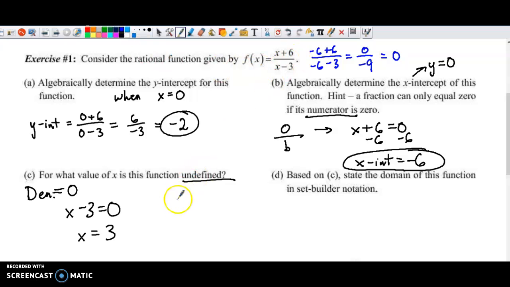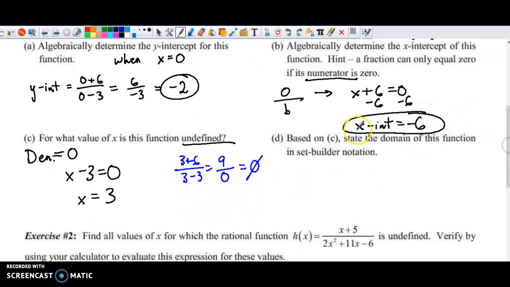Again, I'll change colors. If you plug in 3 for both of those x's, you get 9 divided by 0. And if I ask you what 9 divided by 0 is, I hope you would all say undefined. A circle with a slash through it means undefined. So what does that mean for the domain? It means x cannot equal 3.